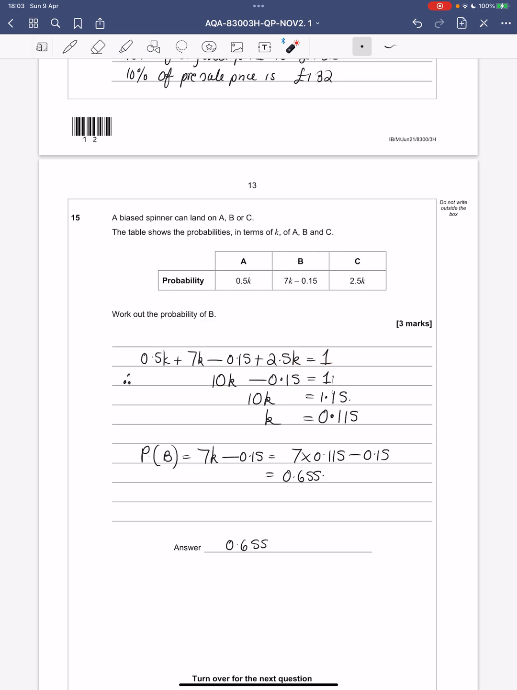So we add up the K's first of all. 7.5K, 10K minus 0.15 is 1. So 10K is 1.15. K is 0.115. So B, because we especially want B, 7K minus 0.15. 7 times 0.115 minus 0.15, 0.655.